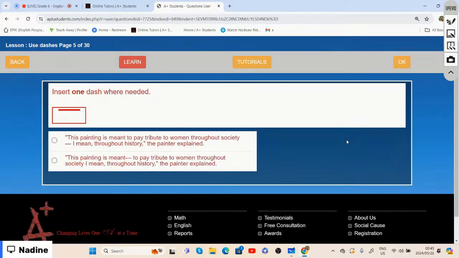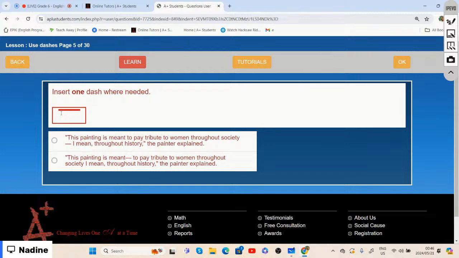All right, let's do one more and then we are done with our lesson for today. It says the painting is meant to pay tribute to women throughout society. I mean, throughout history, the painter explained. Or are we choosing option two, which says the painting is meant to pay tribute to women throughout society? I mean, throughout history, the painter explained.